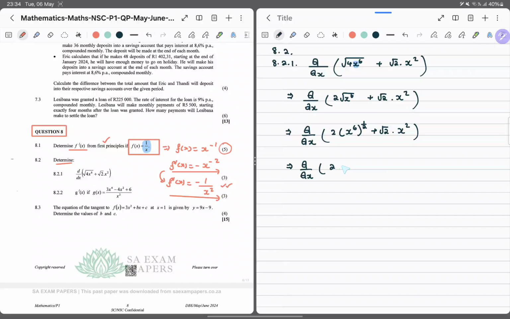Do not always be in a hurry. So this is 2x. Now we simply multiply the exponents here. It's going to be 6 over 2, which is 3, plus the square root of 2 times x squared.